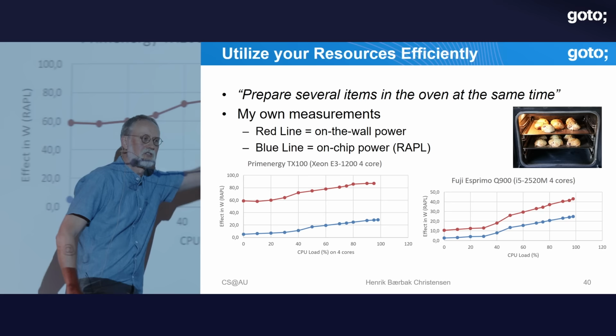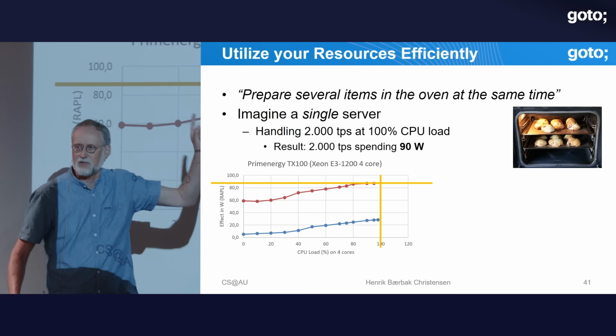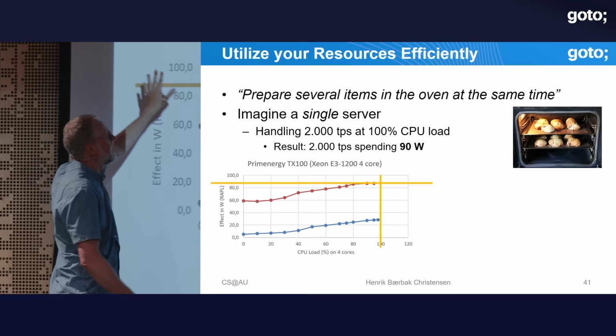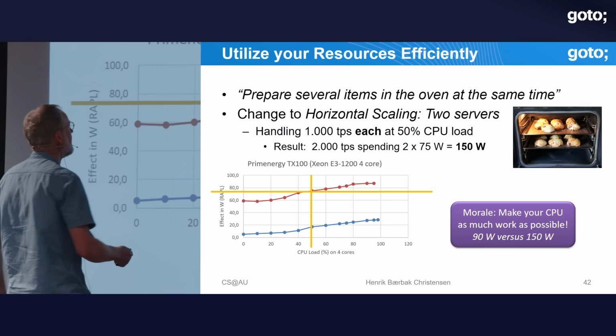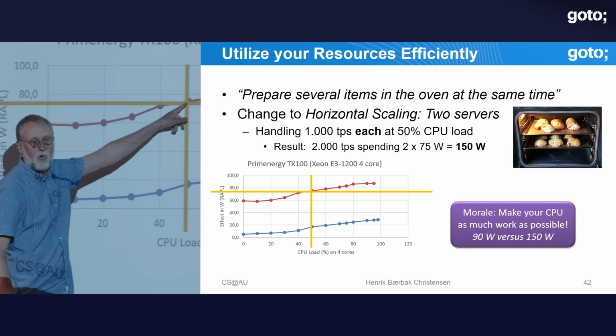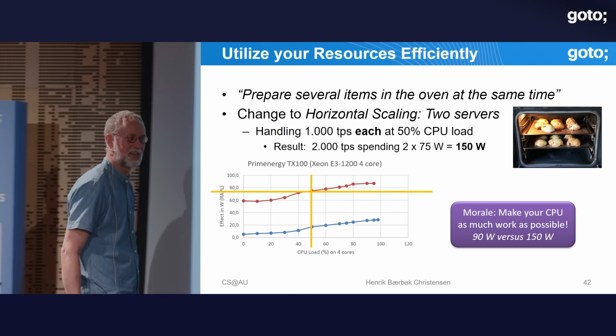That means I have a single server, let's say at 100% CPU, it can handle 2,000 transactions per second. That's the maximum it can handle. And we can see it's running 100% CPU, that's 90 watts. So 90 watts to handle 2,000 transactions per second. Now we do horizontal scaling. Wow, load balancing stuff. Now we handle the 2,000 transactions by giving 1,000 transactions to one machine and 1,000 to the other machine. And then what does it spend here? 75 watts each. So exactly the same amount of work is now spending 150 watts instead of 90 watts. Of course, you also have to run a load balancer, so we can put that on top of the energy budget here.